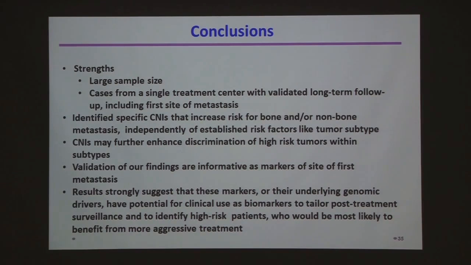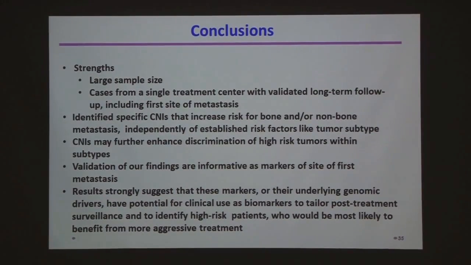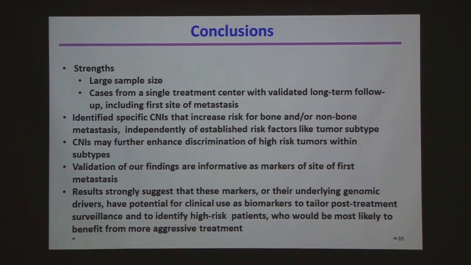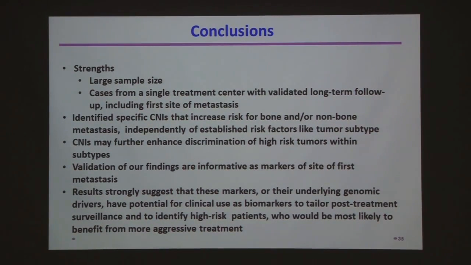We identified specific copy number imbalances that increased the risk for bone and non-bone metastasis. We were able to independently validate the data, and some of the copy number imbalances really help us to enhance the discrimination of high-risk tumors within these particular breast cancer subtypes. This was really the first study published where we were able to use these copy number data to determine some information about metastatic sites.